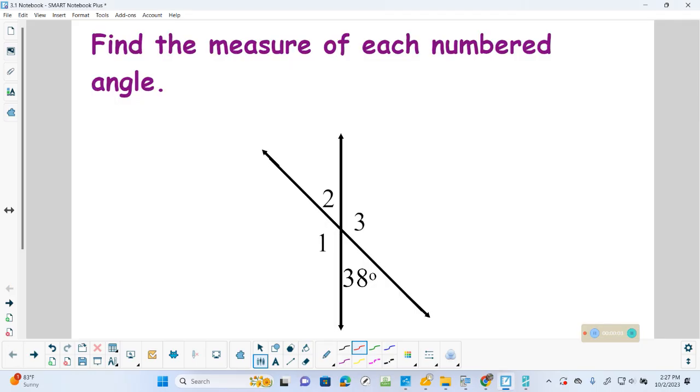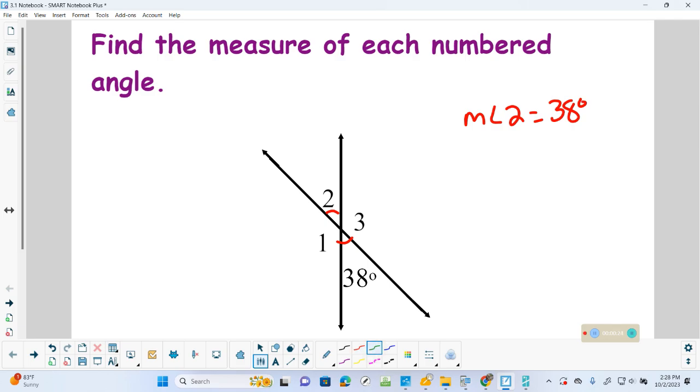Let's take a look at, make sure your names are on your packet, this first one. Find the measure of each numbered angle. Okay, well let's start with the easy one. I'm going to ask you what 2 is. What's angle 2? 38, perfect, because those are congruent.